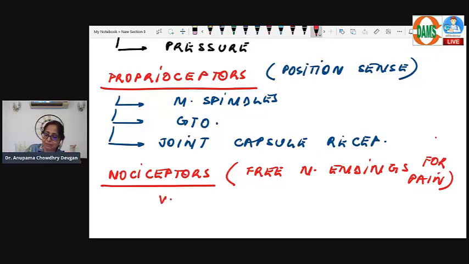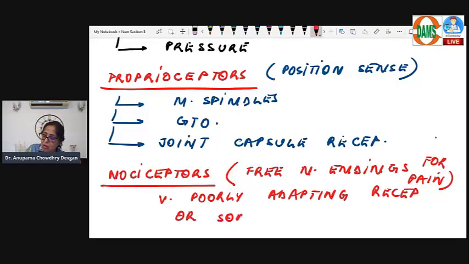So nociceptors are very poorly adapting receptors, or sometimes not adapting at all, which makes so much sense because pain is protective. Whenever there is an injury, let's say you are running and you fall down, because of the pain you stop that activity. You protect yourself against further tissue damage.